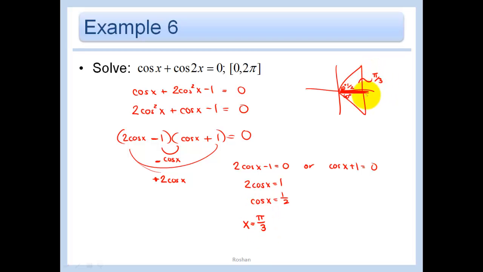Since I'm thinking thirds, 2 pi all the way around the circle would have been 6 pi over 3. So if I fall pi over 3 short, that leaves me here at 5 pi over 3, right? So that's my other answer. And then what about this one? We have cosine x equals -1. Where was the cosine, or the x coordinate, -1? That would have been at pi. So my answers are simply pi over 3, pi, or 5 pi over 3.